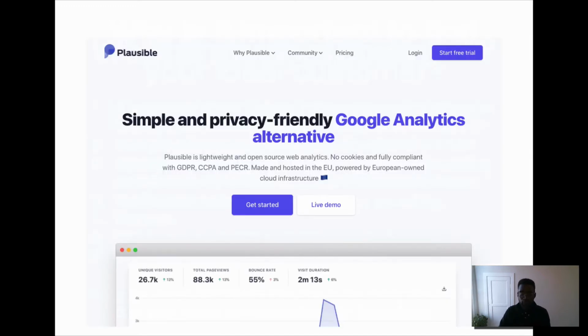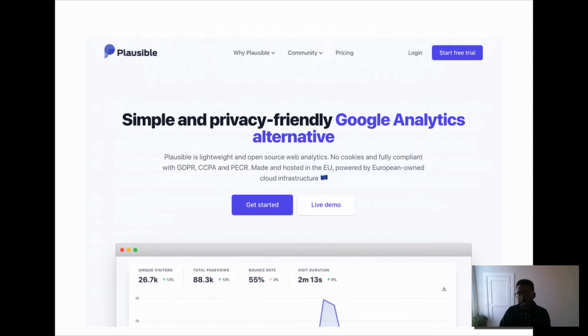So here, for example, we've got Plausible.io. This is an analytics tool, and you can see their targeting is very clear. A simple, privacy-friendly alternative to Google Analytics. So anyone who's interested in privacy, who wants something that's hosted in the EU, who cares about GDPR and all the other regulations around privacy, they're going to like this product because it's well targeted to them. And it's clear that they have an ideal customer they're going after.